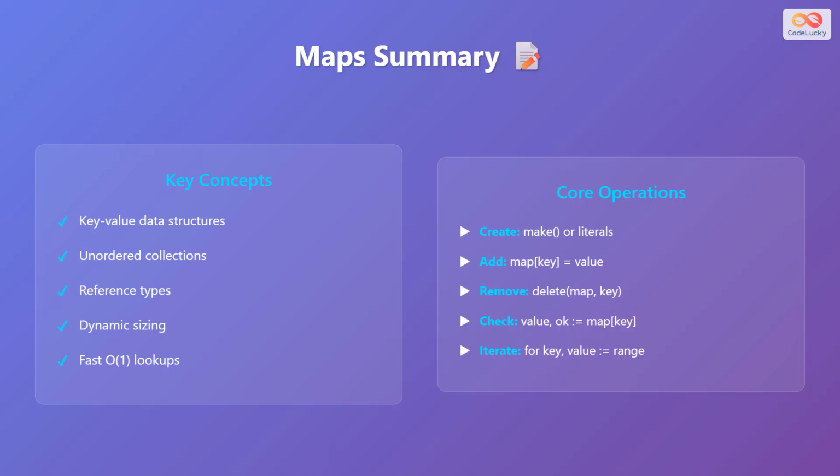The core operations on maps include creating maps using the make function or map literals, adding elements using the map[key] = value notation, removing elements using the delete function, checking for key existence using the comma OK idiom, and iterating over maps using a for-range loop.